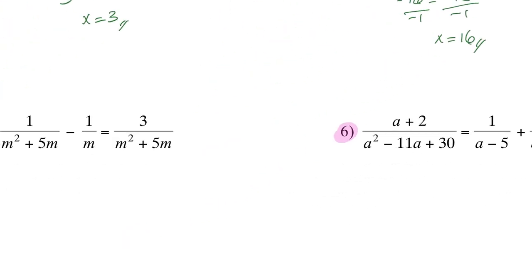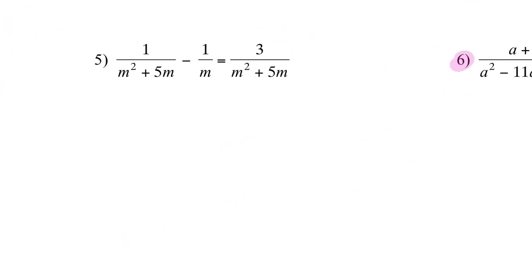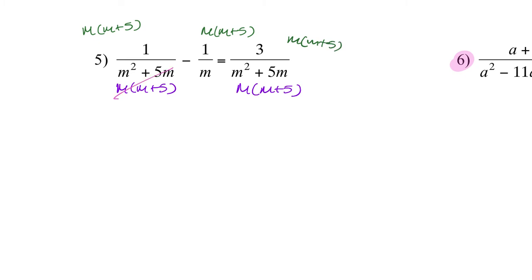Let's go to number 5. So again, let's start by factoring. So here I got m times m plus 5. And here I got m times m plus 5. So that means that my common denominator here is the m times m plus 5. M times m plus 5 and m times m plus 5. And this is going to cancel out, this is going to cancel out, and here the m is going to cancel out. So that means that I get 1 minus m plus 5.